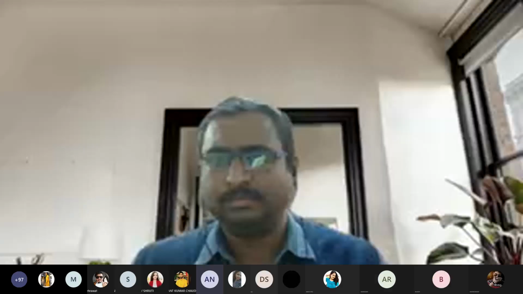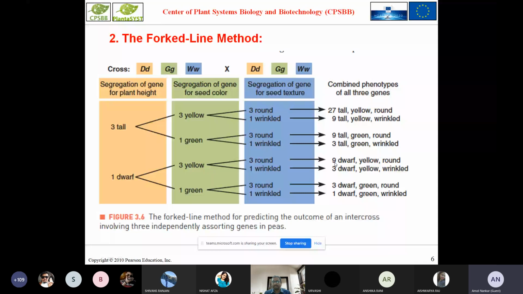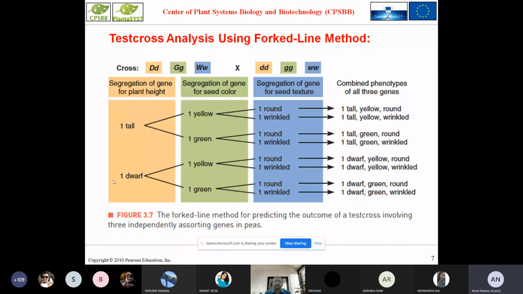Your first gene had the dominant allele. Now you have the recessive allele here. So you are combining the recessive allele from the first gene with a recessive allele from your second gene, and then you have round. So one dwarf yellow round, and then one dwarf yellow wrinkled, and then the last one dwarf green round. And this is homozygous recessive, one dwarf green wrinkled.